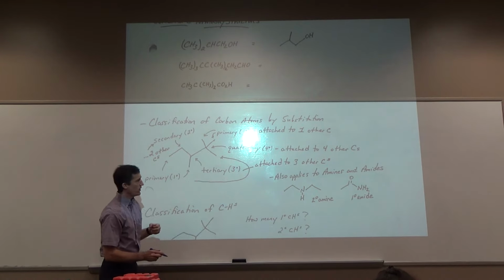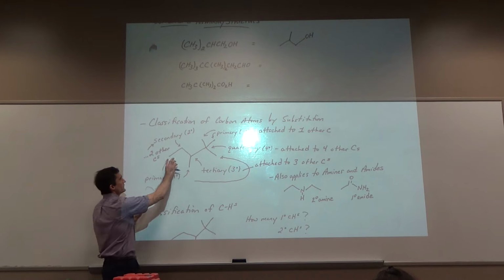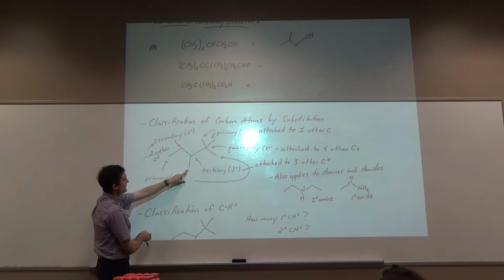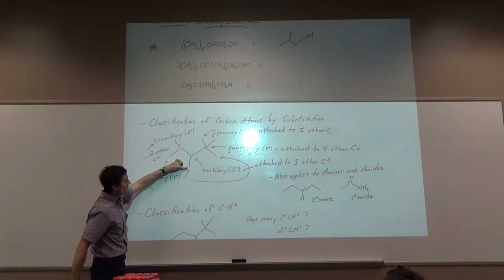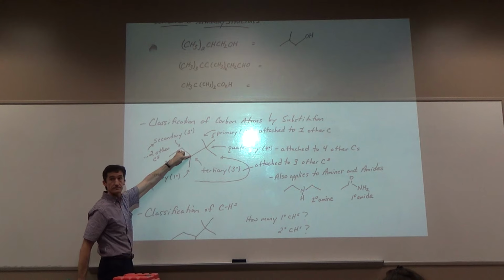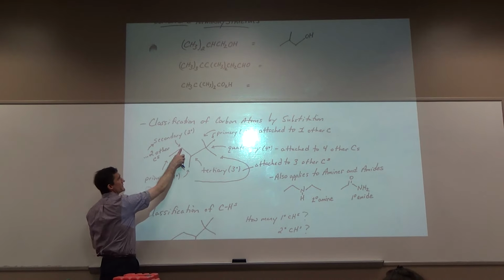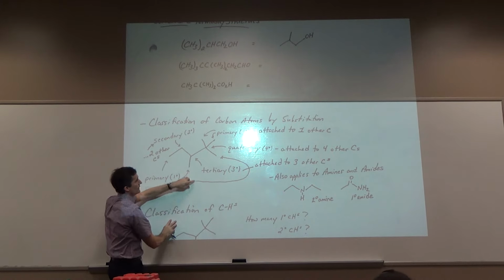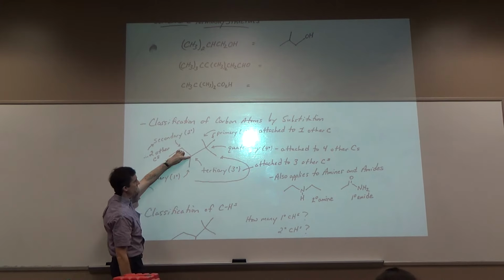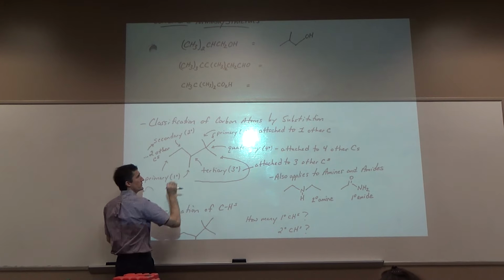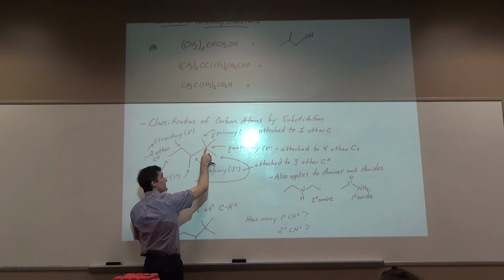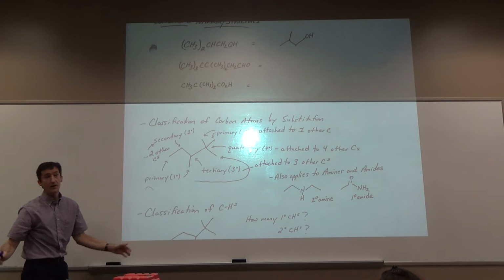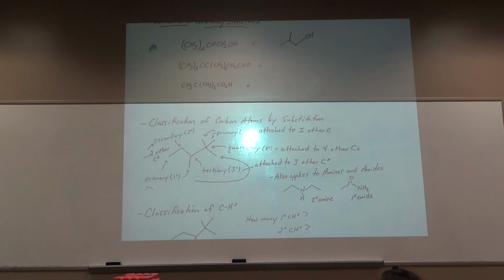You can also do this with carbons. If you look at this plain alkane, we can identify the carbons as, for example, this is a primary carbon. Why is it primary? Because it's bonded to just 1 other carbon. That's a secondary carbon because it's bonded to 2 carbons. That's a tertiary carbon because it's bonded to 3 carbons. And that's a quaternary carbon because it's bonded to how many? 4 carbons. Okay?